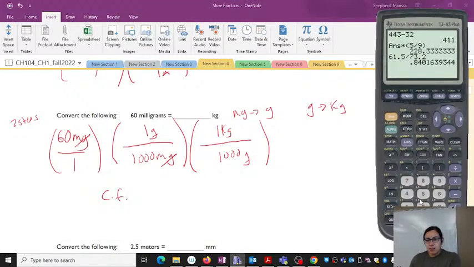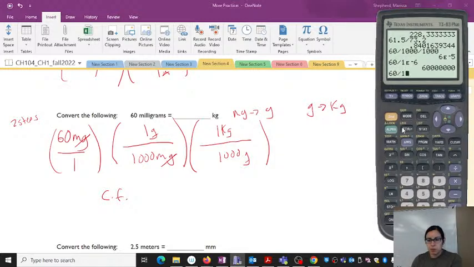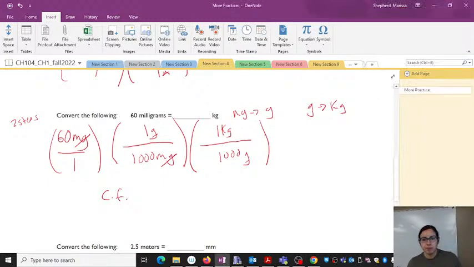And so we could plug it into our calculator. So multiply everything across and divide it by everything underneath. So you could do 60 divided by 1,000 divided by 1,000. You could also realize this is 1 times 10 to the 6, so do 60 divided by 1 times 10 to the 6. Oh, my bad, I plugged that in wrong. So divided by 1 times 10 to the 6. So same answer. So 6 times 10 to the negative 5 kilograms.